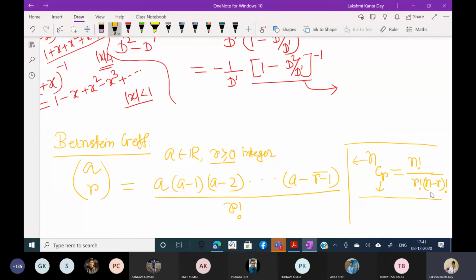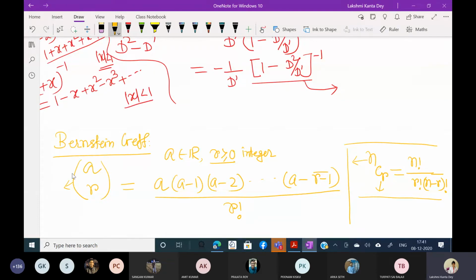If we look up to n minus r, then the numerator will be n into (n minus 1) into (n minus 2) into up to (n minus r plus 1), and then the (n minus r) factorial is coming. So (n minus r) factorial will be cancelled out. So this is the superior case, and this is a special case of this thing.